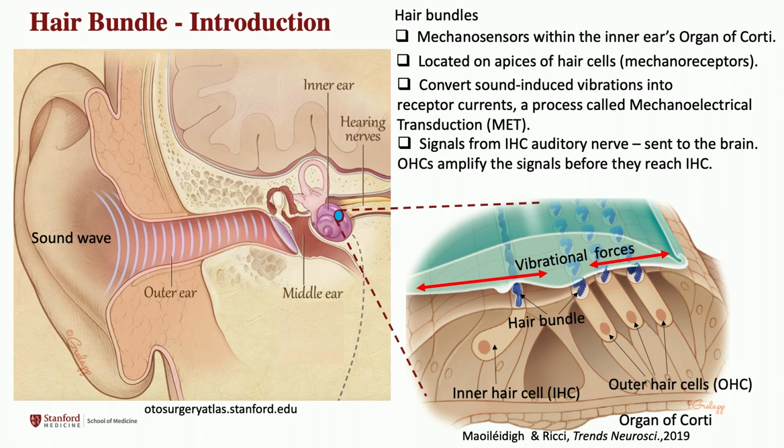There are two types of hair cell I'd like to highlight here, the inner hair cells and the outer hair cells. The signals from the inner hair cells are sent to the auditory nerves, which finally transmit them to the brain. The electrical signals from the outer hair cells work to amplify the signals sent to the inner hair cells. So today I'm going to talk about the hair bundles of the outer hair cells.